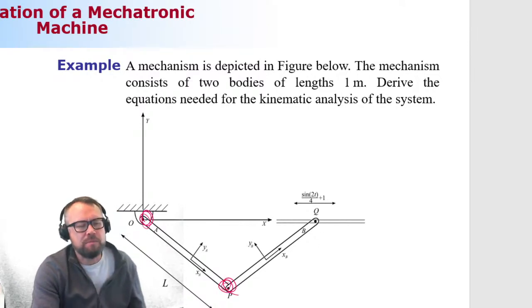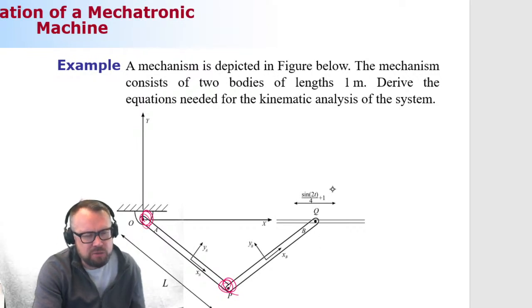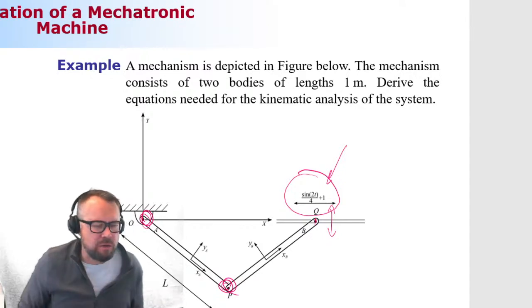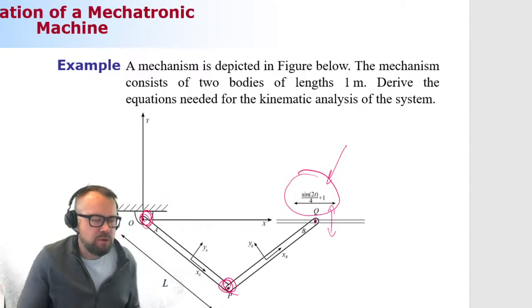Then there is, again, a combination of primitive joint plus driven constraint. The primitive joint is not allowing this point to move in the global y direction. The driven constraint is saying that this point has to follow the predefined motion, which is again provided here. This looks pretty much the same as what we discussed last time: sine of 2 multiplied by time divided by 4 plus 1. So that's your constraints. We have two moving bodies.